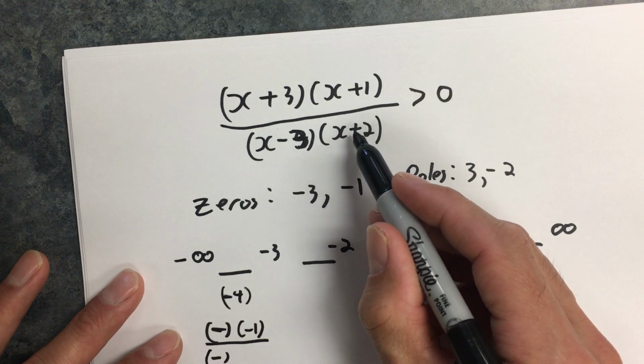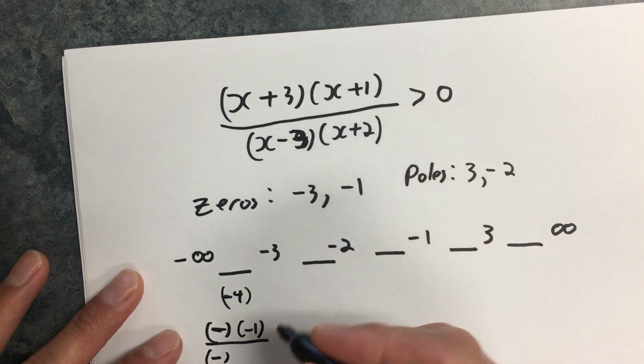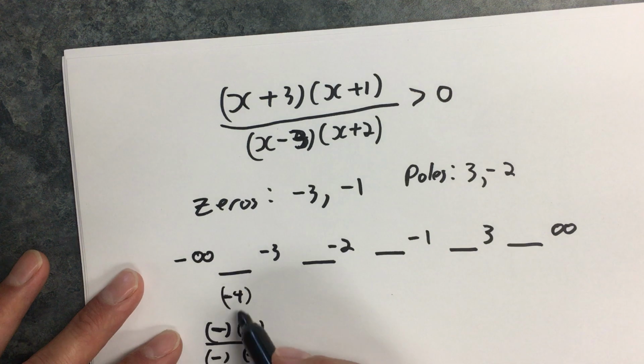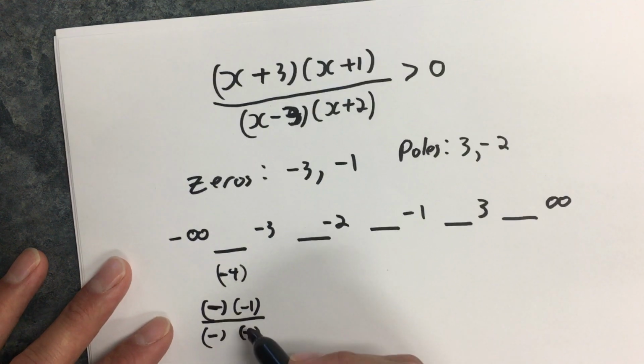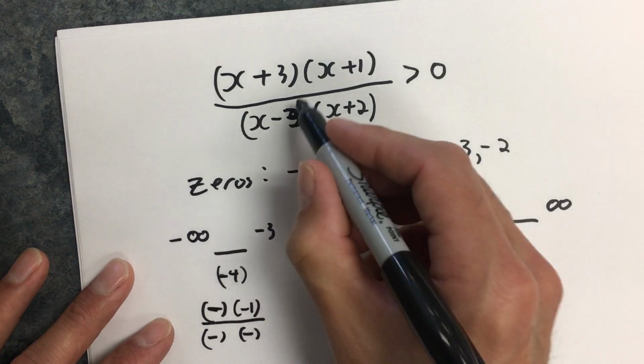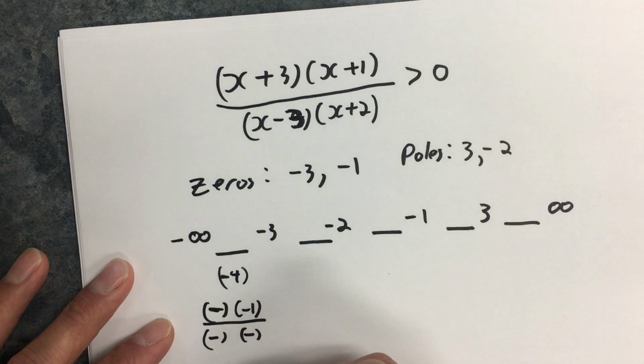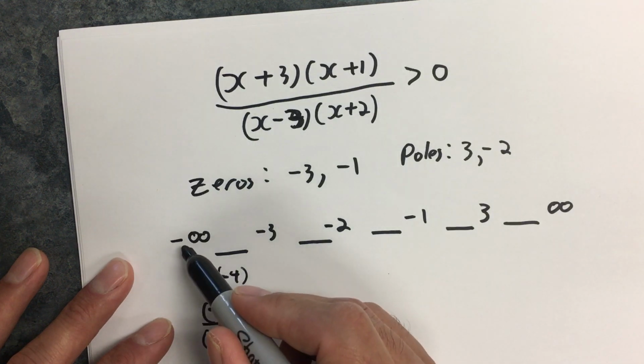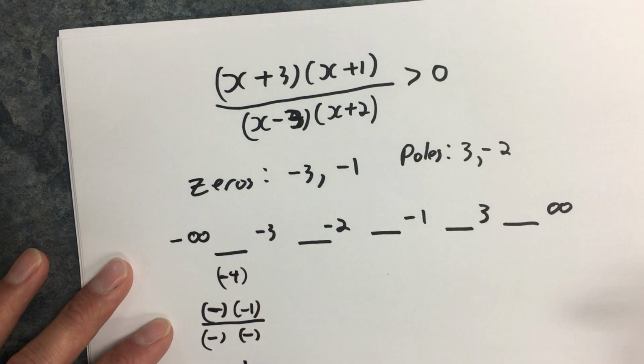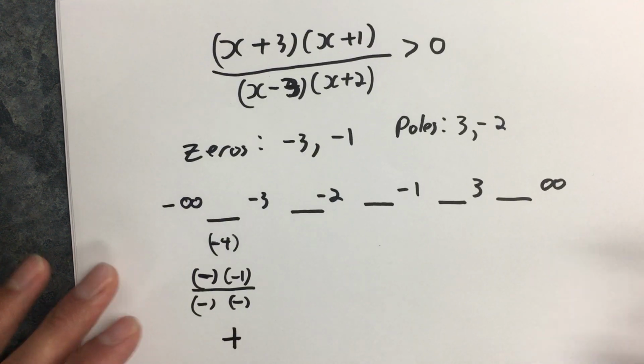And -3 plus 2, this is also going to be negative. So I'm going to have a negative times a negative, which is a positive, divided by a negative times a negative, which is another positive. So this whole thing is going to be positive when I'm between -infinity and -3.